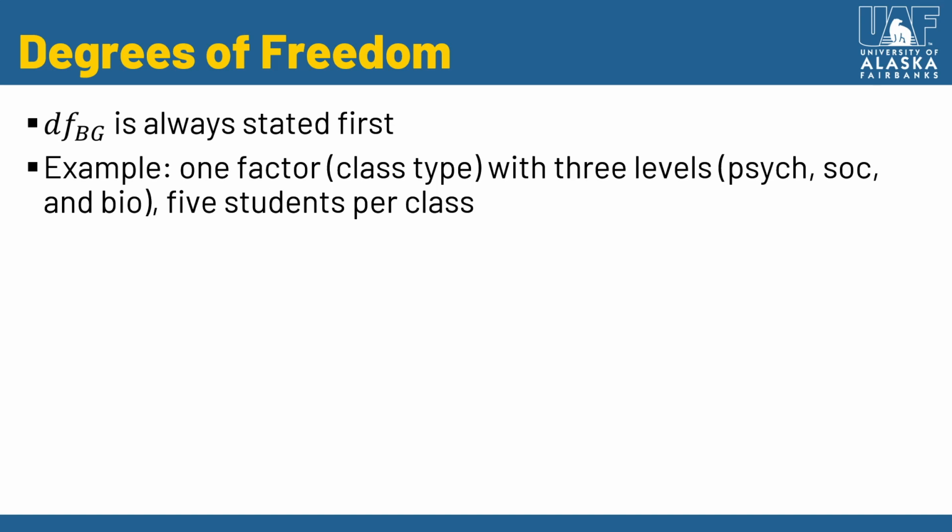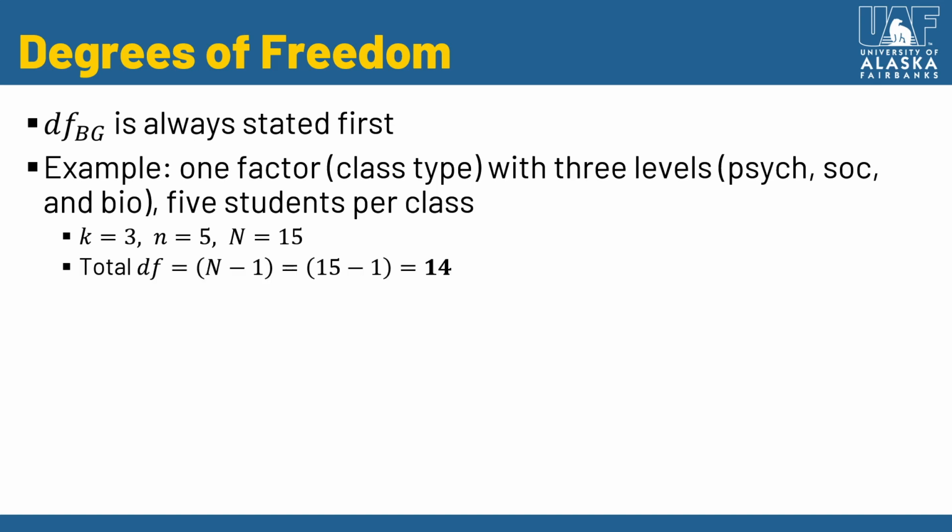So say we had a one-factor analysis with 3 levels. So we're looking at type of class and the 3 levels for psychology, sociology, and biology. And there are 5 students per class. Then in that example, our K is going to be 3, because there's 3 levels or 3 groups. Little n is 5, because there's 5 students per class. And big N is 15, because 3 times 5 is 15, and that's our total number of participants.